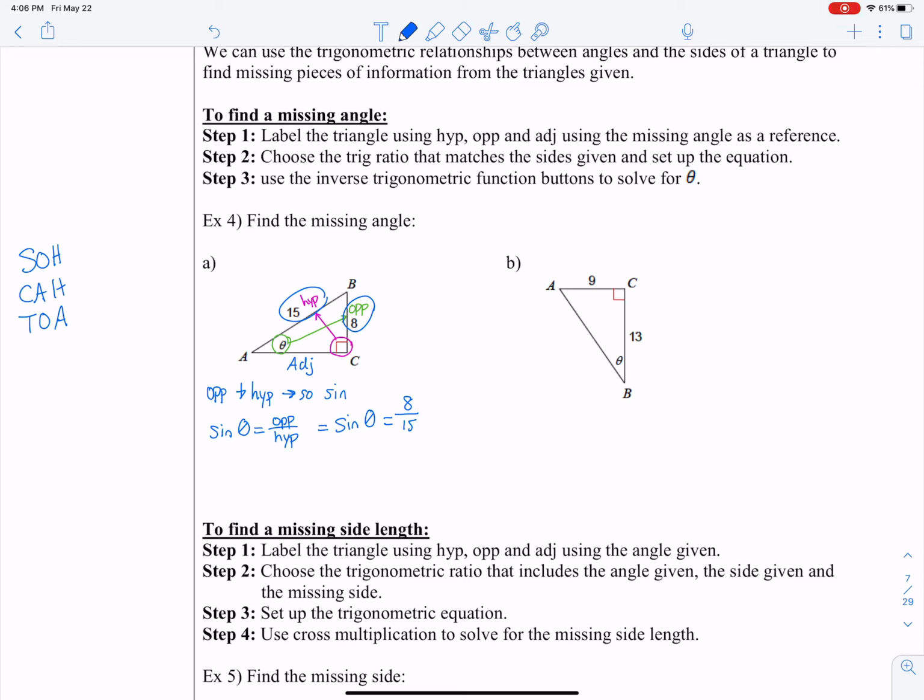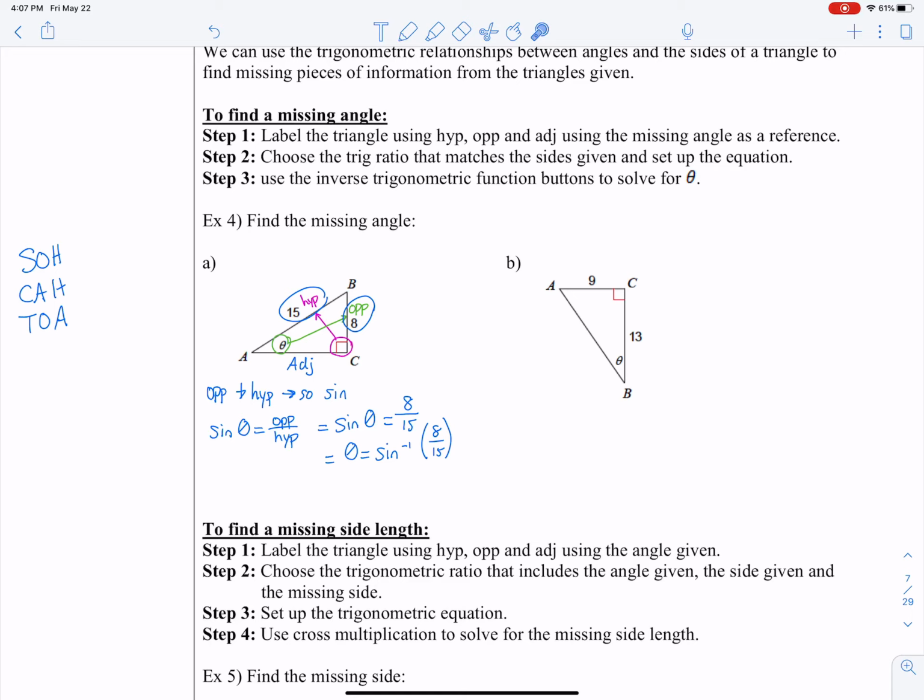Now, we want to solve for this angle. We're trying to figure out what this angle is. So we don't want the sine on this side. We need to move it over to the other side so we can isolate the angle by itself. When we move the sine across the equal sign, we do the opposite of it. So now we just have angle. The opposite of sine is sine to the -1, 8 over 15.